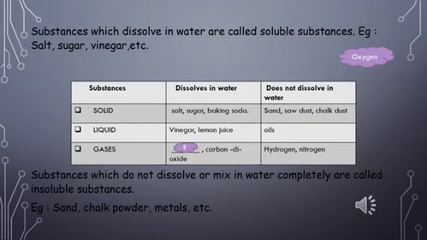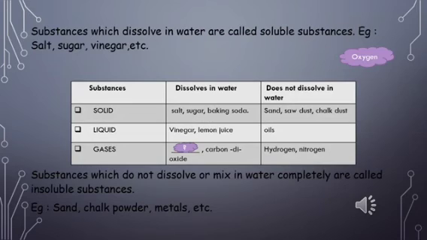Substances which dissolve in water are called soluble substances. Example: salt, sugar, vinegar, etc. Given below is a table which shows substances which dissolve in water and those which do not dissolve in water. Let us see the first one: solid. Salt, sugar, baking soda, they all dissolve in water. Sand, sawdust, chalk dust, they do not dissolve in water.